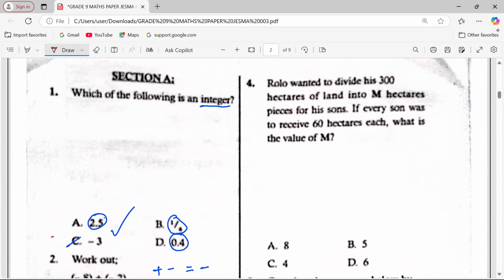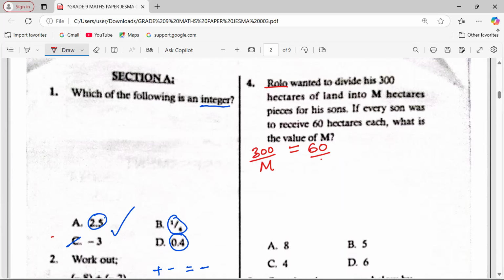Rollo wanted to divide his 300 hectares of land into m hectares pieces for his sons. If every son was to receive 60 hectares of land, what is the value of m? So Rollo wants to divide 300 into m portions. So we divide by m and we're supposed to get 60. That is what you're supposed to know. 300 divided by m portions, we get 60 hectares each portion.